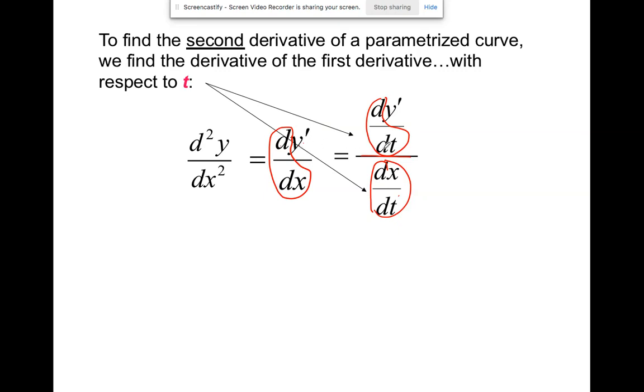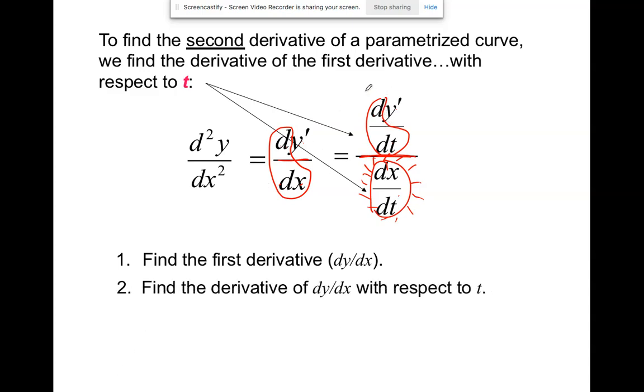Because I'm introducing t's, dy prime dx is the derivative of y prime with respect to t and the derivative of x with respect to t. Don't forget this. Kids often forget that this is down here, and it just comes from the definition of a slope in parametrics. So your steps are, you got to find the first derivative, duh.